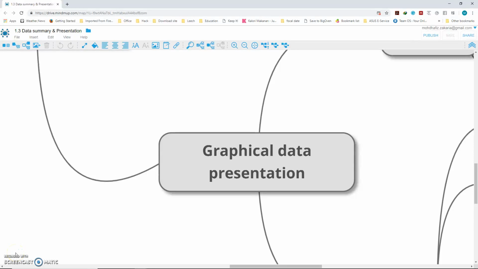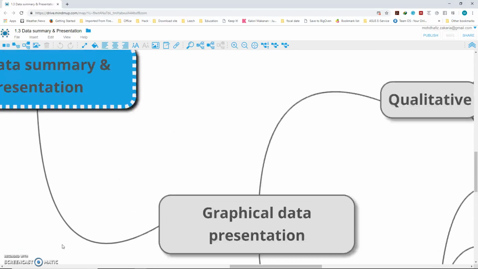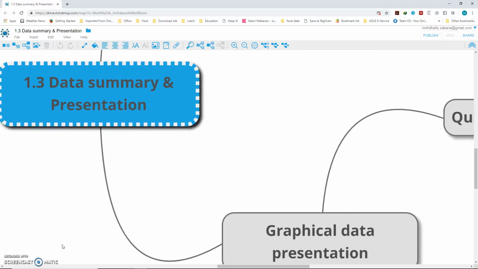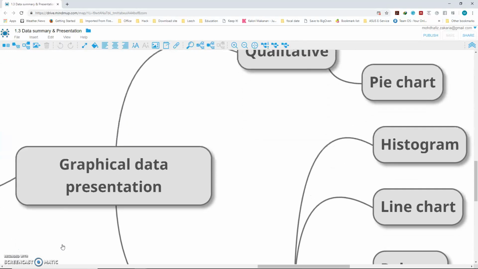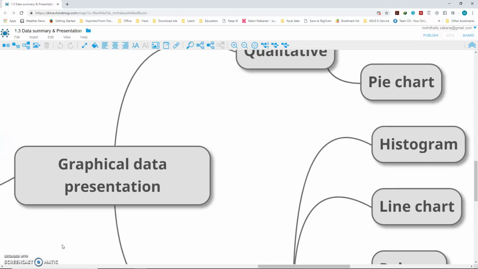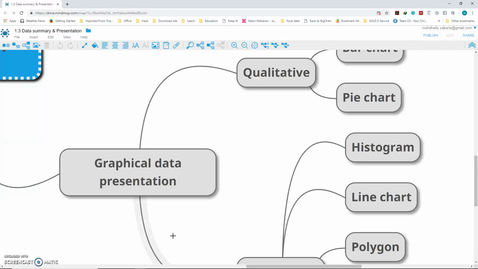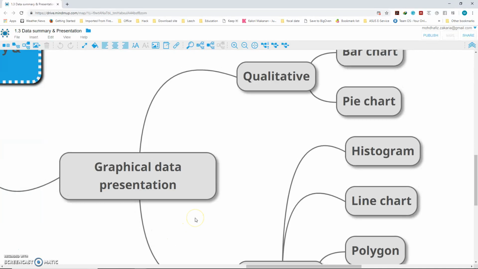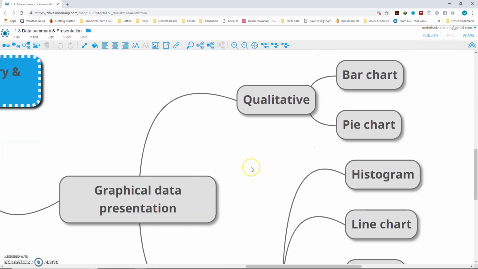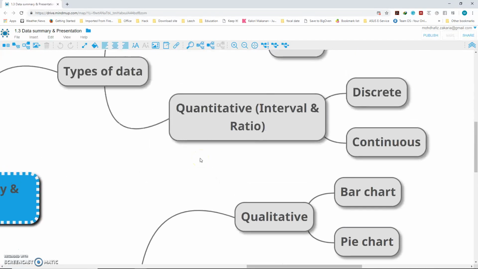For this video, we are going to discuss graphical data presentation, which is the second part of 1.3, the second part of data summary and presentation. Even for graphical data presentation, before we can discuss what kind of graph can be used, you need to know what type of data you are dealing with. That's how important the first part is.